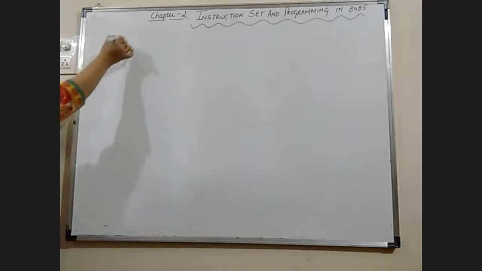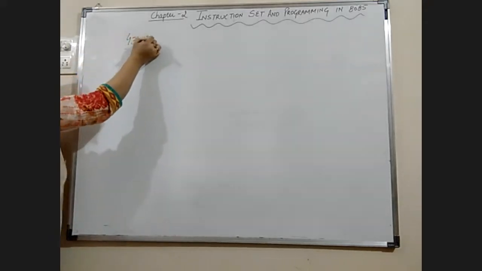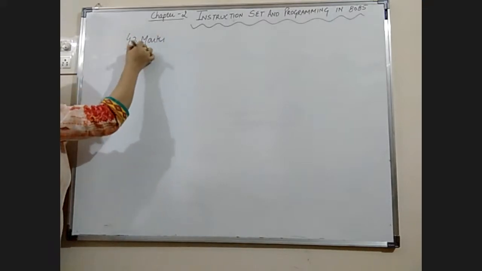We can start with the second chapter, that is instruction set and programming in 8085. This chapter is very important from your board point of view. All the 6 programs in your paper come from this chapter only. Students, this chapter is of 43 marks with all the options.